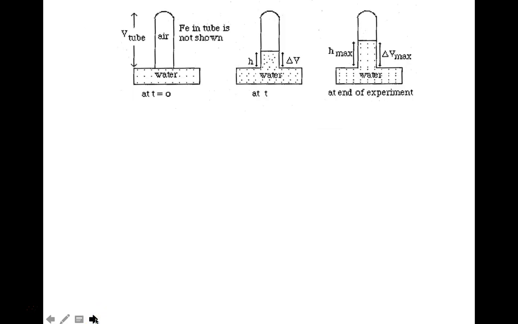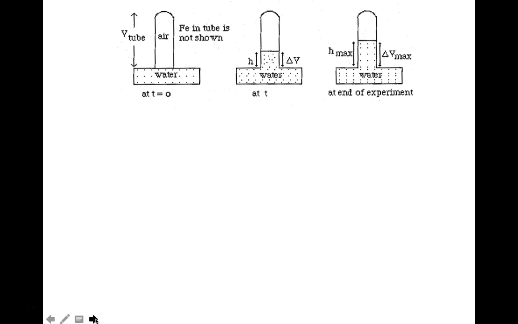So here's more of a schematic drawing, right? We start at t equals 0. The actual iron itself is not shown in the picture, but you can see your inverted graduated cylinder. It's filled with air. Air we know is 20% oxygen, so there's enough oxygen around to react with the iron. And we see the water level inside the tube is equal to the water level in the beaker that the tube was inverted into.